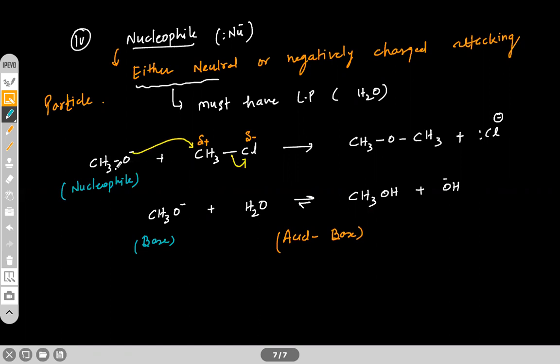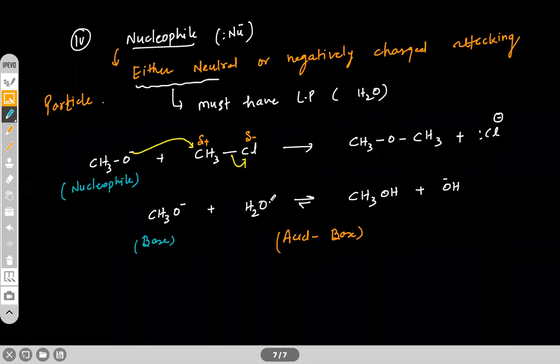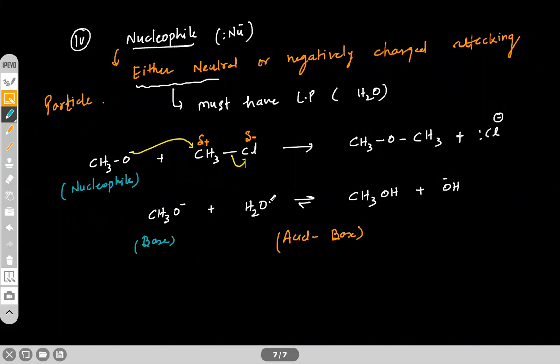Nucleophiles are better electron donors. They can give electrons to this. And basicity is the tendency to accept H+. It has less tendency to give an electron pair to this. So these are the four factors which affect the rate of these reactions.